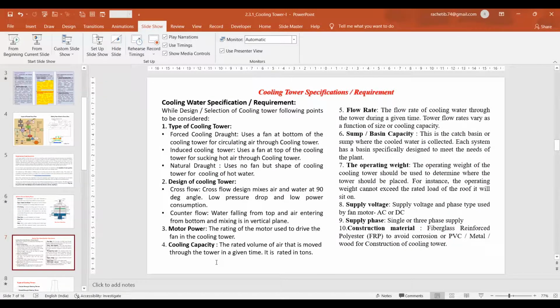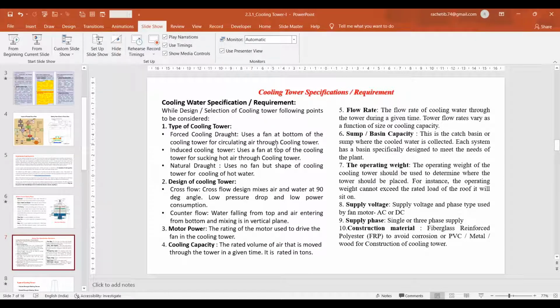Cooling tower specification is one of the important points in this unit 2. What are the cooling water specifications and requirements? We have to consider them while designing, or while doing a new project of installation of a cooling tower. You have to keep in mind what the requirements and specifications of a cooling tower are. First we have to decide on the type of cooling tower, whether it is forced draft, induced draft, or natural draft.